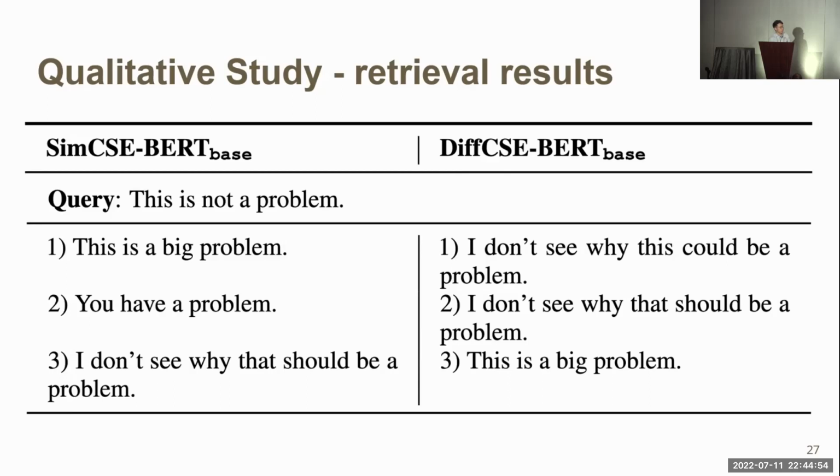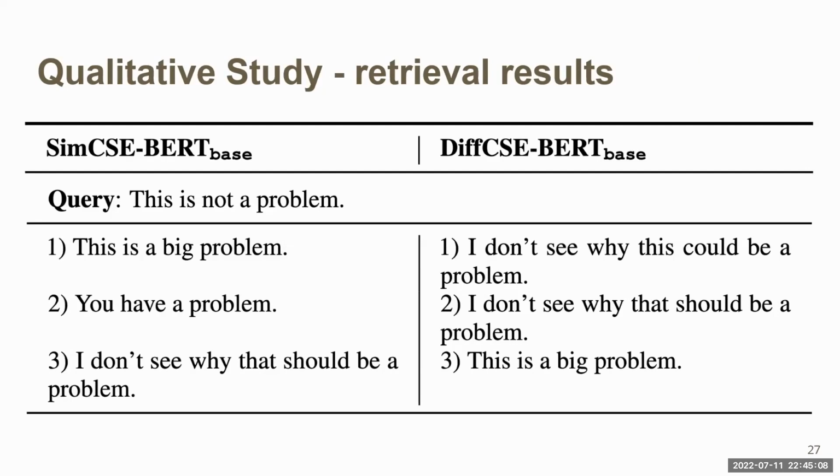However, our DiffCSE model's top 1 choice will be, I don't see why this could be a problem. So this sentence has the right meaning but with a very different sentence structure. So this example shows that because DiffCSE can distinguish the tiny differences between similar sentences, it will not be biased by the sentence structure. In contrast, SimCSE is more easily biased by the sentence structure.